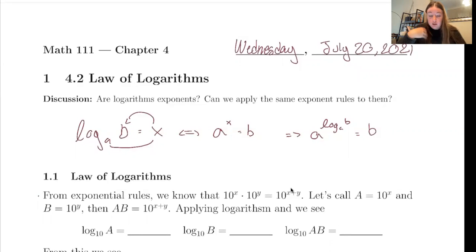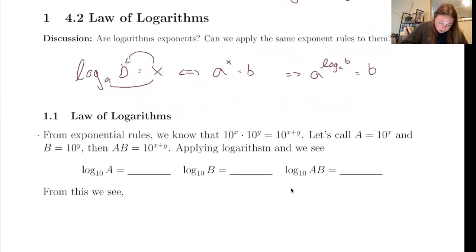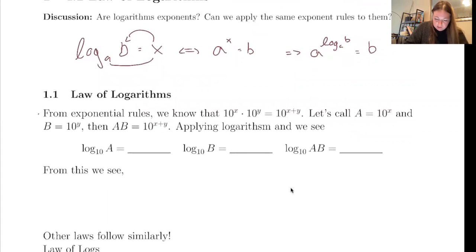And usually what I will say is that logarithms are just exponents, right? They answer the question, what do I have to raise A to get to B? Okay, so from exponential rules, we know that 10 to the X times 10 to the Y is 10 to the X plus Y. Bases are the same when they're multiplied, exponents add. So let's call A 10 to the X, and let's call B 10 to the Y. Then A times B, right, so this is A, this is B, would equal 10 to the X plus Y.